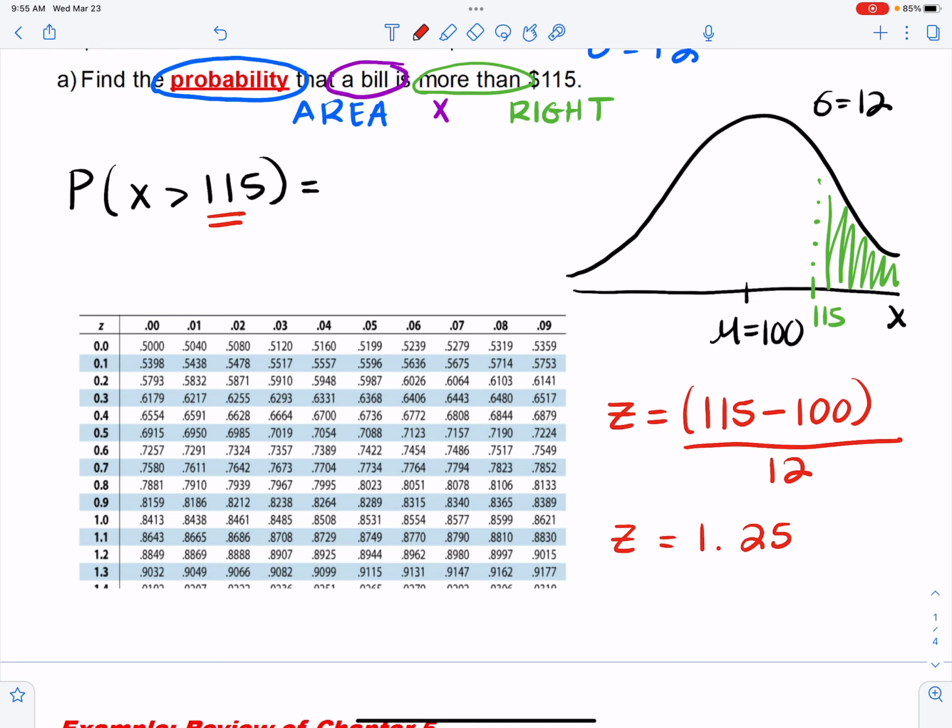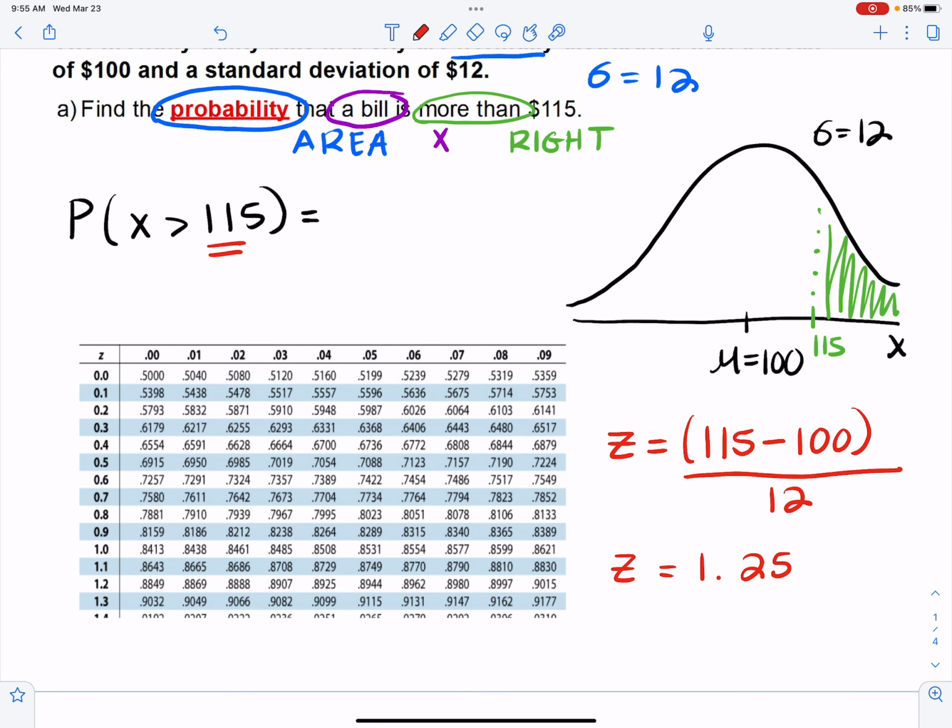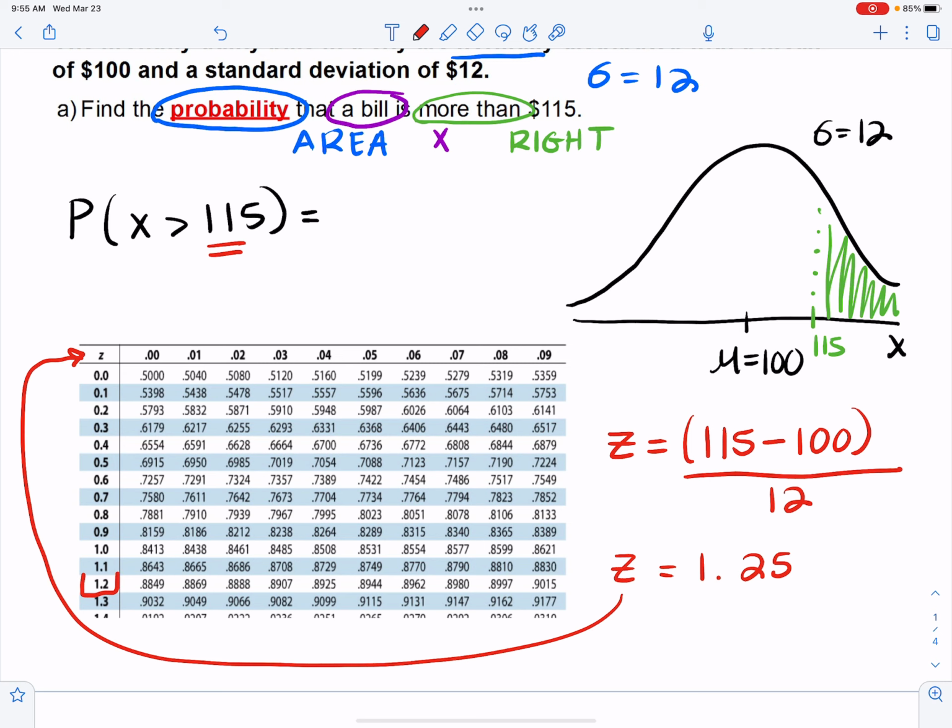Now notice I'm not finished, because this is not a probability that I found. It's a z-score. The whole purpose of z is that you can take it to your table. So once I convert to z, I can look up 1.2 on the left-hand side, 5 in the second decimal place, and the area shown in the table is 0.8944. Now, this is an area, which means I'm getting closer to what I'm trying to find, but I have to remember that what's in my table is always an area to the left.